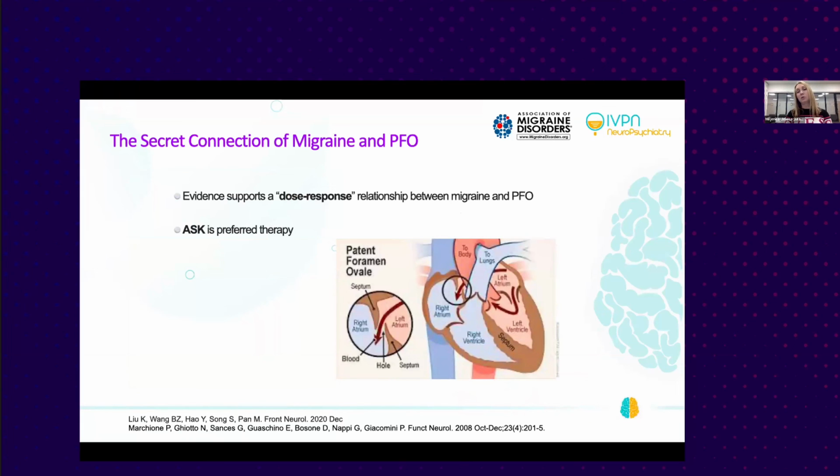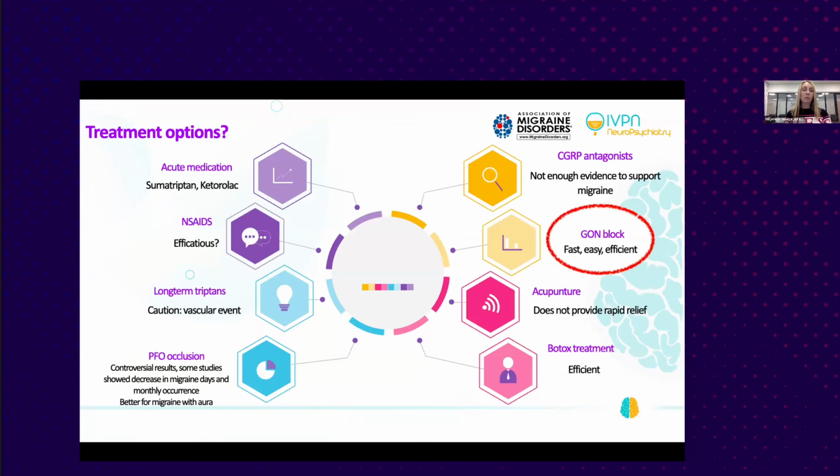So what is the connection between migraine and PFO? Well, it seems to be a dose response. The bigger it is, the more problems you have. What is the proposition? Well, aspirin. So what were the treatment options for this lady? Acute medication, should we? Well, we don't know because she is not in an acute situation. She is at least having a subacute situation. NSAIDs, are they efficacious enough? Should we do the triptans? We don't know. Why? Because they're not good for vascular events.